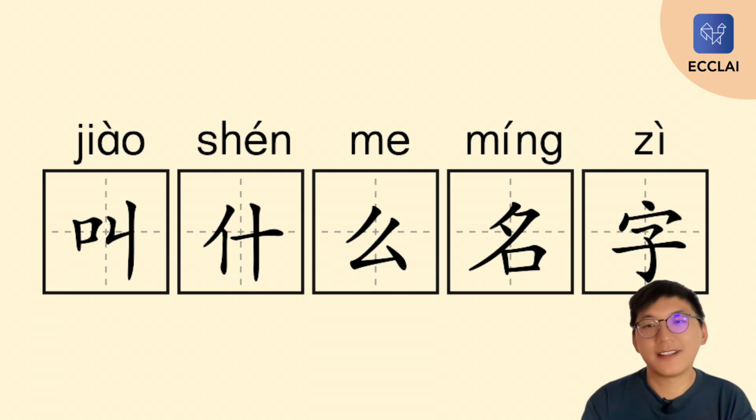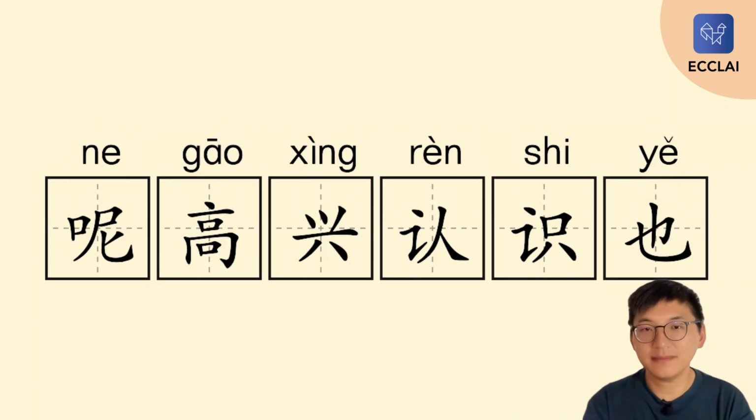Alright, so let's begin. 叫 call oneself. 什么 what. 名字 name. 呢 a particle to form tag questions. 高兴 happy, glad. 认识 to meet. 也 also.